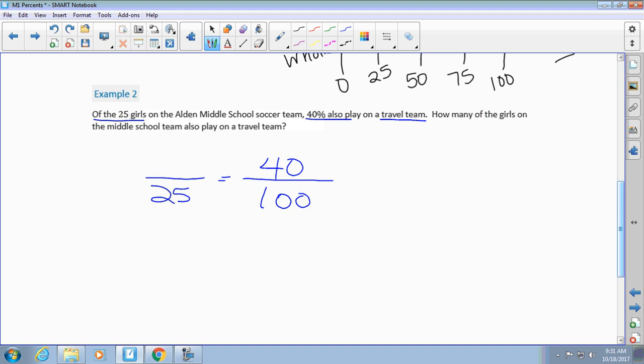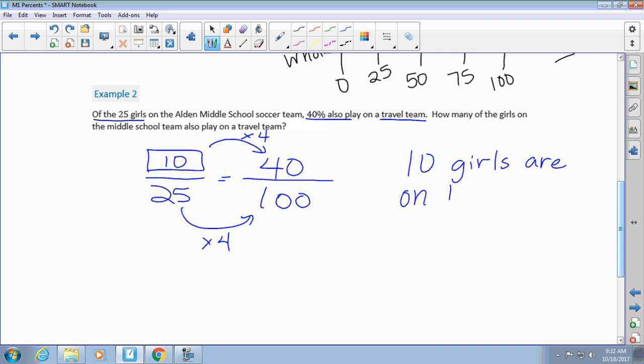Now, we're missing this piece. We want to figure out how many girls out of 25 are traveling kids, okay? So we're looking for that connection. To get from 25 to 100, what are we doing? Multiplying by 4, very good. So 25 times 4. So what number times 4 is going to give us 40? Everybody, 10. Very good. All right, we can't leave our answer like that. We need to pull that 10 out and say 10 girls are on the traveling team, or on the travel team.